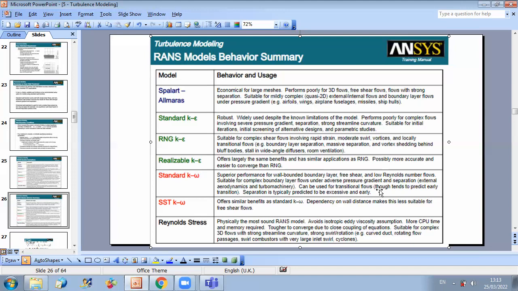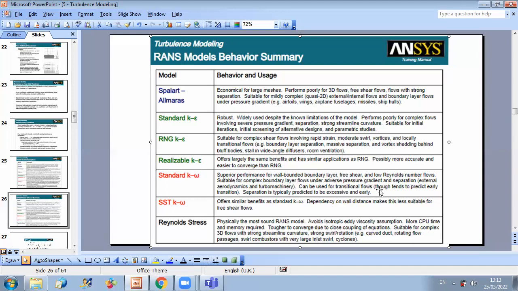Now, concerning the standard K omega, it has shown superior performance for wall-bounded boundary layer, free shear, and low Reynolds number flows. It's suitable for complex boundary layer flows under adverse pressure gradient and separation, which is the case for external aerodynamics and turbomachinery applications. It can be used for transitional flows, though it tends to predict early transition. So this is one of the limitations. Separation is typically predicted to be excessive and early in standard K omega.